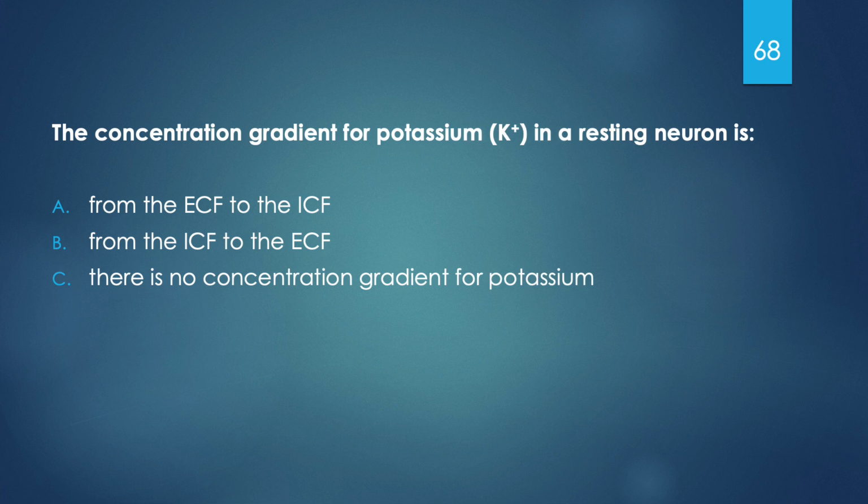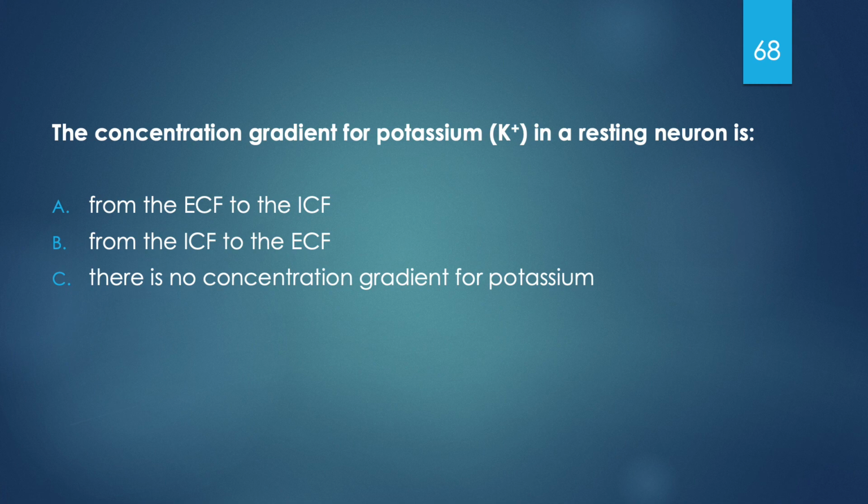Now let's look at the inverse type of question. The concentration gradient for potassium in a resting neuron is A, from the extracellular fluid to the intracellular fluid, B, from the intracellular fluid to the extracellular fluid, or C, there is no concentration gradient for potassium. Well, since we know that sodium and potassium have opposite relationships in regards to the cell and to action potentials, you could probably guess right away that's the exact opposite of the previous question, and you'd be right.